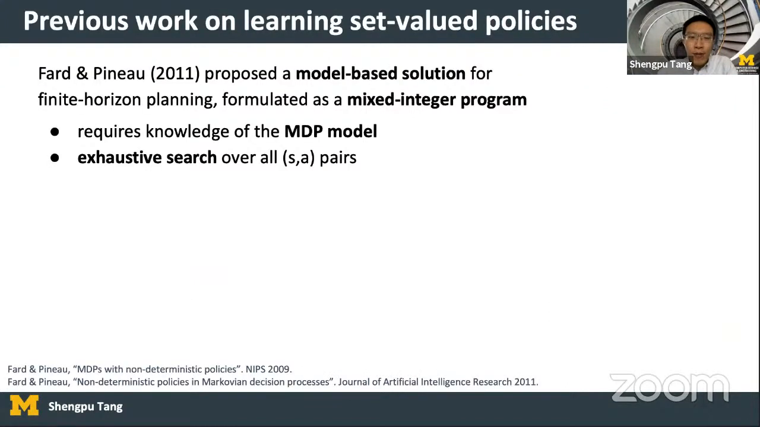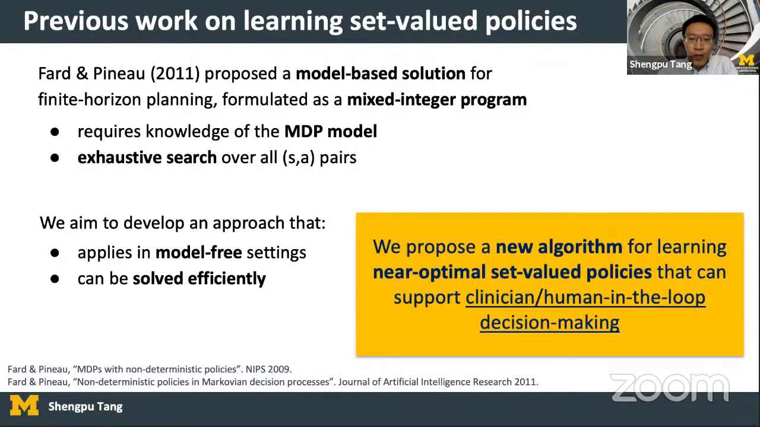Despite the potential appeal of this framework, there has been relatively limited work on learning set value policy. Most notably, Fard and Pineau proposed a solution for finite horizon planning, but it requires knowledge of the MDP model and an exhaustive search over all state action pairs. In light of these limitations, we propose a new algorithm for learning near optimal set value policies that applies in model-free settings and can be solved efficiently.